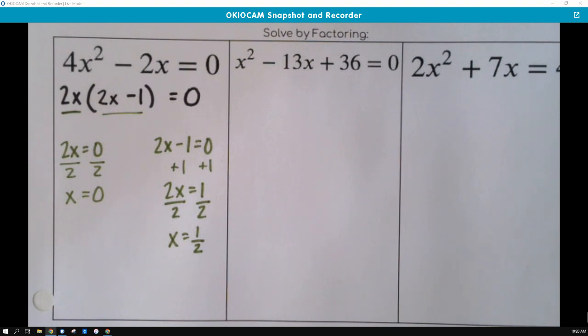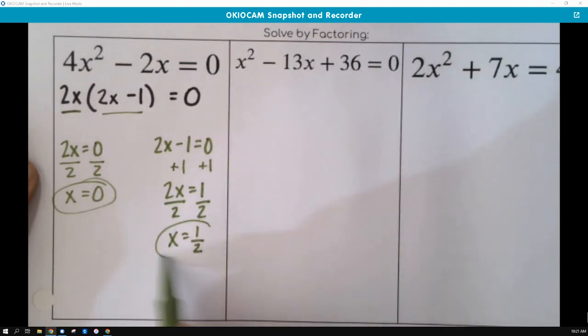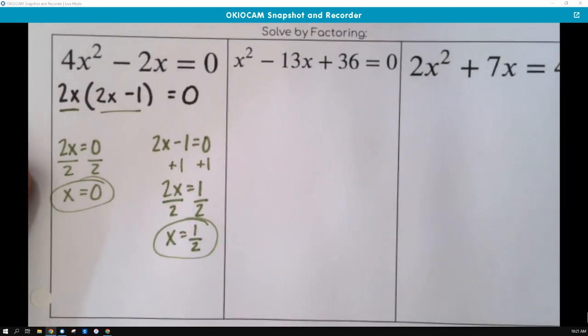A quadratic is always going to have 2 answers because it's second degree. It's a parabola, either opening up or down, and so it will cross your x-axis at 2 places. So you always have 2 answers. Any questions on this first one?